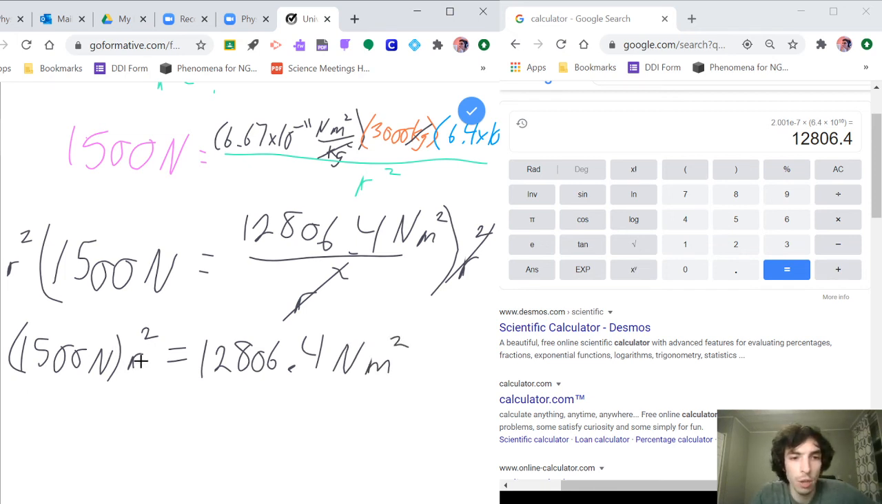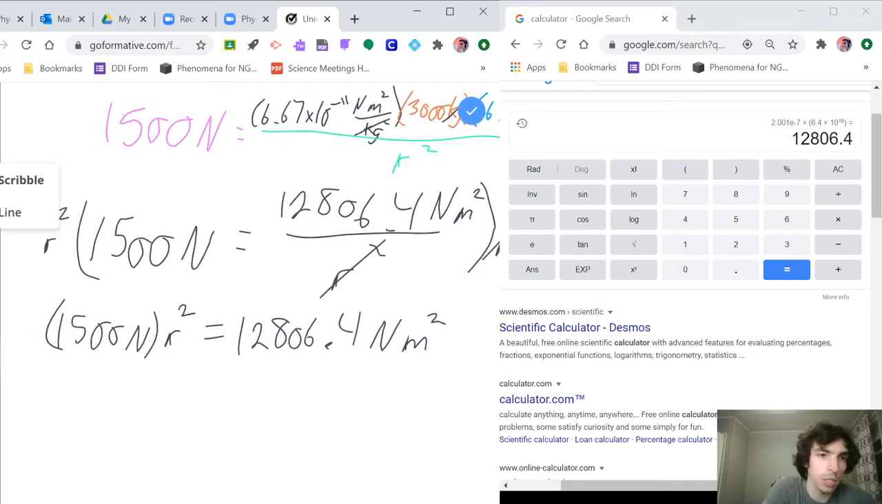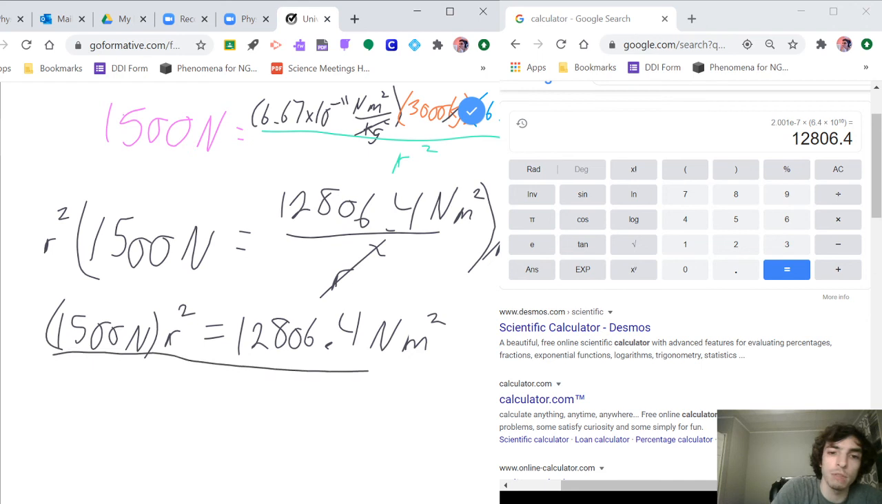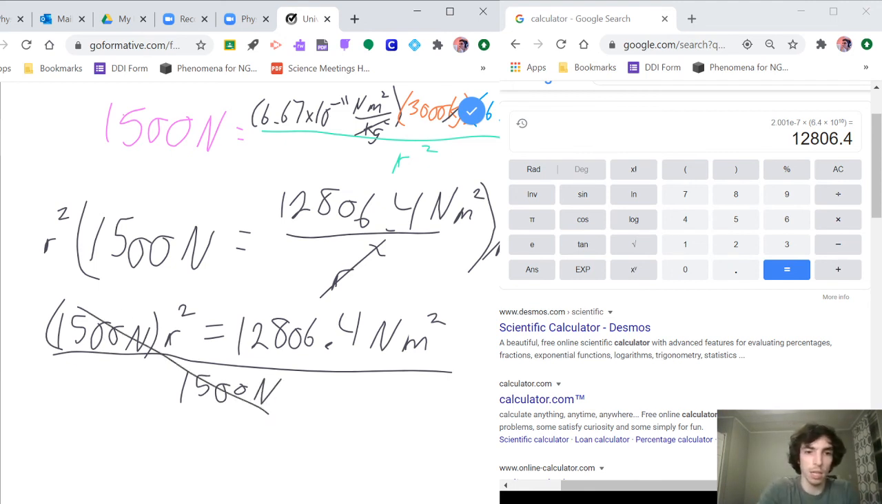And we're still trying to solve for our r. So let's get rid of the number that's being multiplied by it. Let's get rid of whatever's next to it. And right now, again, we're multiplying by 1,500 newtons, so we have to do the opposite of that on both sides to get rid of it. Let's divide by 1,500 newtons. So that's going to cancel this out for us, and we'll just be left with r squared is equal to, and let's see what that gives us over here.